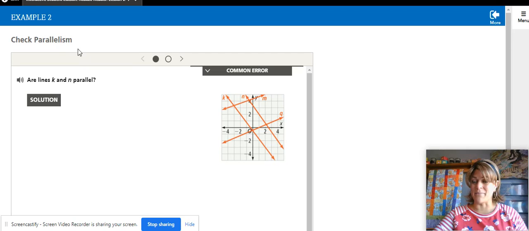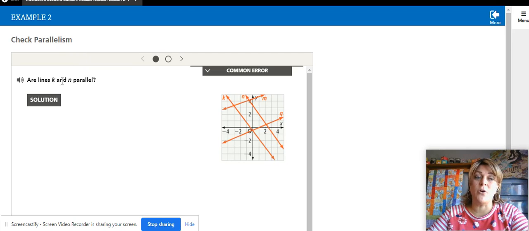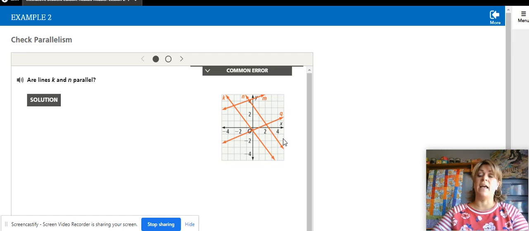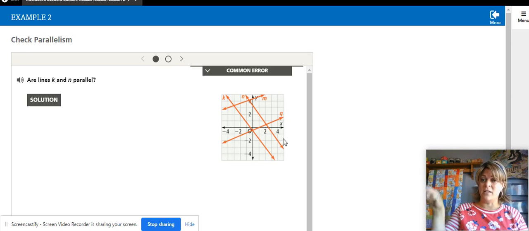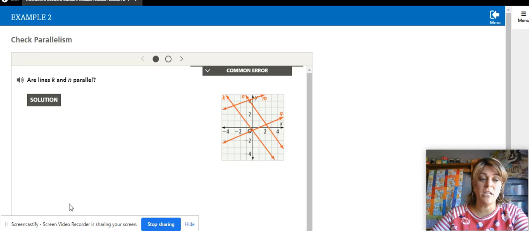Checking parallelism. That's a fun word to say. We need to know if lines are parallel. If you are given a graph, there are a couple different ways. One, you can find the ordered pairs and do the calculation for slope, which I'll show you in a second. Or you can count, and you can leapfrog count to figure out what the slope is. So we're going to do both because I want to make sure that you know how to do both.